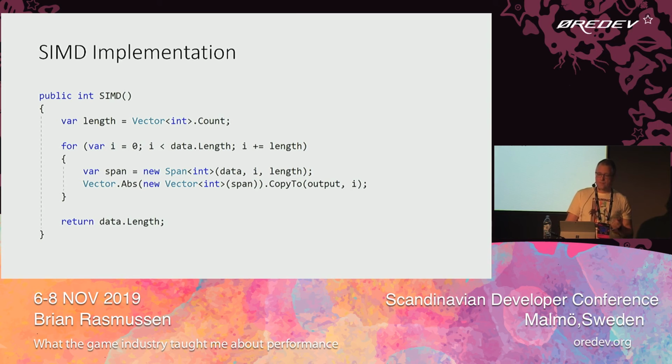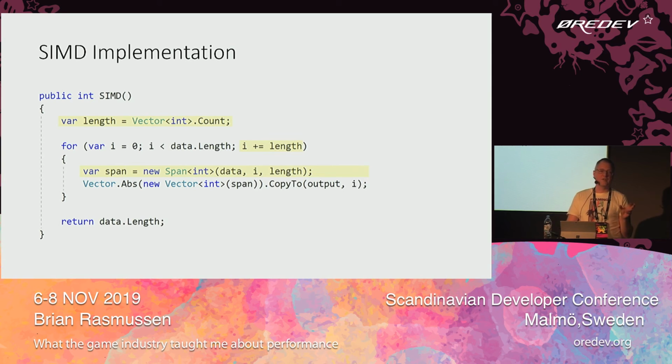So here's a SIMD implementation of getting the absolute values from an array. First, we ask Vector of int, what capacity, how many numbers can you actually handle? And we get that from the Count property here. And then we run through the data in chunks of that capacity, right? This is the number of data elements that we're handling at a time.